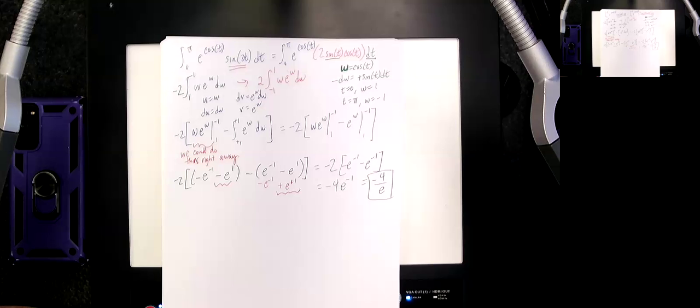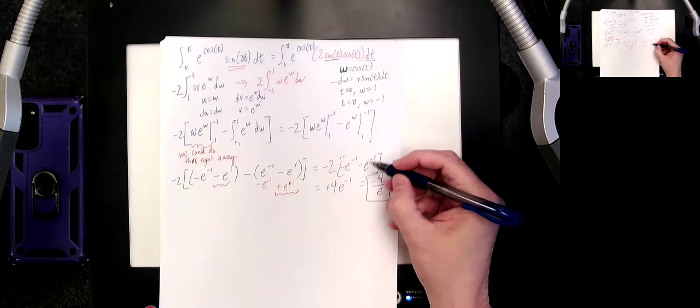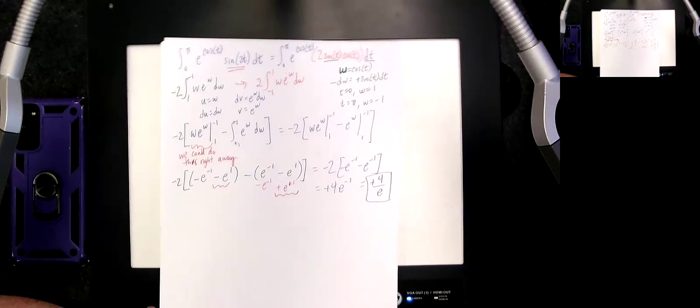Did I go too fast on something? Nope. Minus 1 e to the 1. Should what be positive? Because it's negative on the outside and negative on the inside. So, all right, you're right. Excellent. I did go too fast.